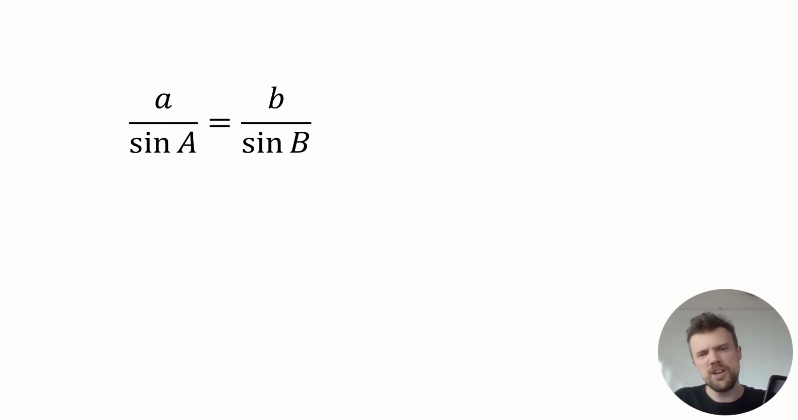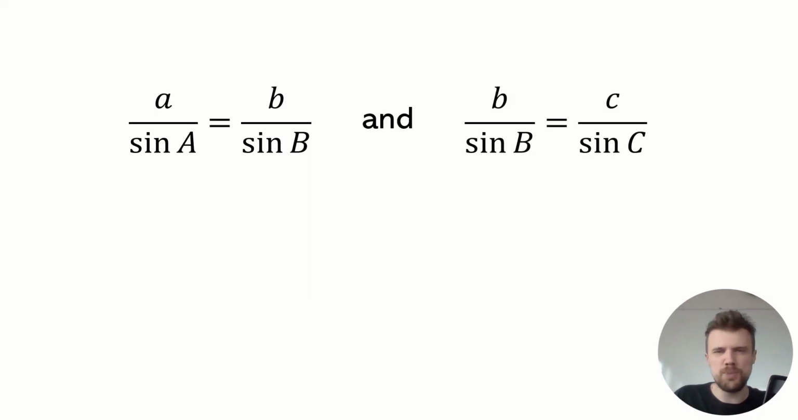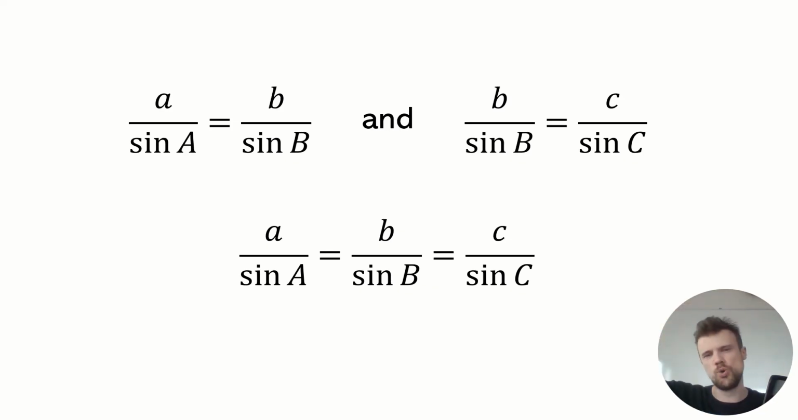And if you combine that with the fact we said earlier, which was B over sine B equals C over sine of C, as both of these things involve B over sine of B, everything must be all equal to each other. So we can smash it all together in one big equation to get the sine rule. Yes, that is the proof behind the sine rule.